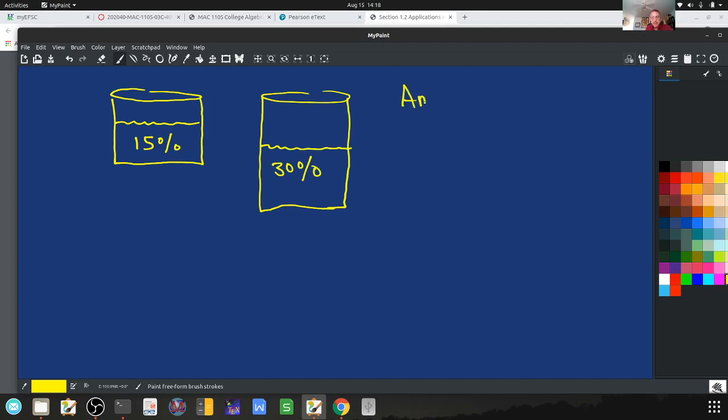And this is it. The amount of pure solution is equal to the percent concentration. Another word for that is the strength. It's given in percent times the quantity. And the quantity in this case is liters.